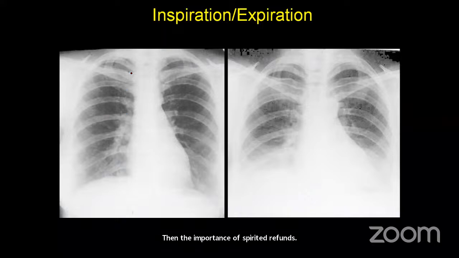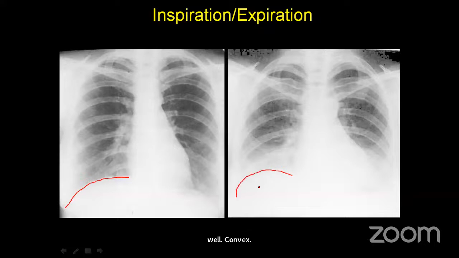So here, as you can see, this is a very good inspiratory film where the apices are full and the diaphragm is going very well convex. In an expiratory film, the diaphragm will be bulging up and there is an angle between the heart and the diaphragm. This side we sometimes may not be able to see, right? And here also you can see.